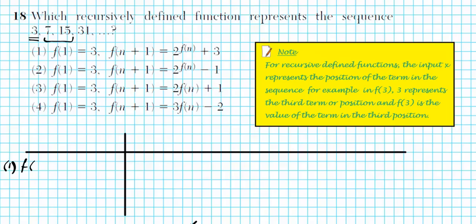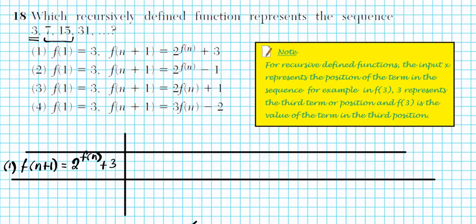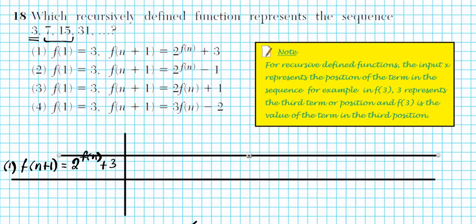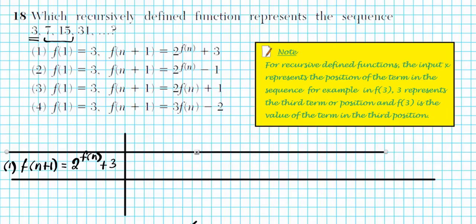We have f of n plus 1, the next term, is equal to 2 raised to the f of n, the term before, plus 3. Okay, so that's the term that generates subsequent terms of the sequence. So that's option 1. I'm going to test option 1 out. Now to test option 1 out, we're going to put the terms of the sequence.